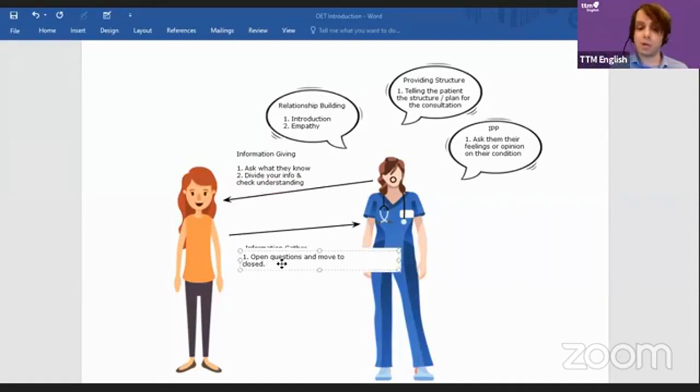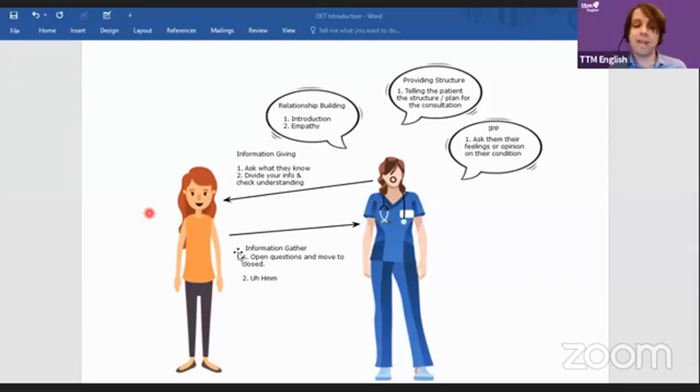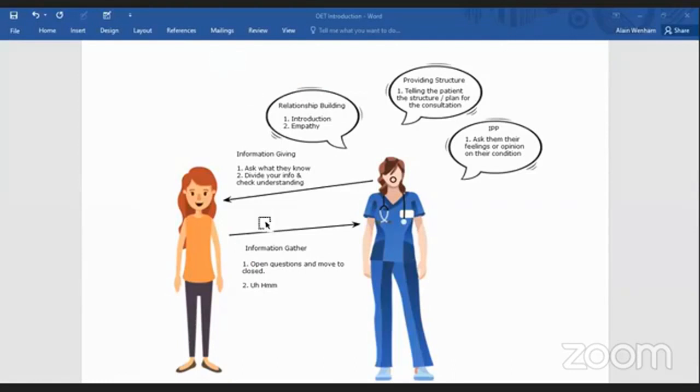If you want to get them to speak to you, ask them questions, open questions, and then move to closed questions. Also, did you know that these sounds, what's that? Active listening. It's called active listening, and apparently it's information gathering. Crazy, eh? So just by going, I see, that's information gathering according to OET, right? Kind of makes sense, doesn't it? It makes the patient feel like you're listening to him. He's going to want to talk to you more.